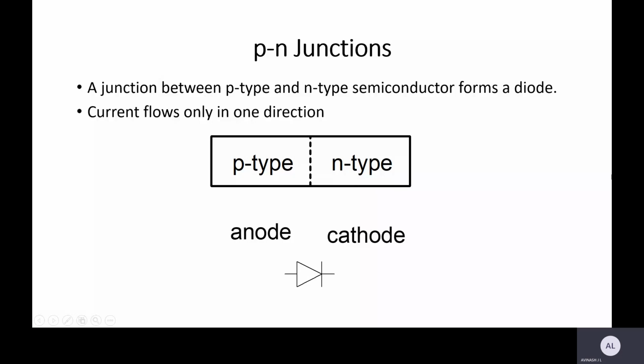The operation of the PN junction is very, very simple. When you connect the positive voltage to the P type and the negative voltage to the N type, the current will start flowing. It is forward biased. And when you reverse the terminals, it is called reverse biased, and the current will not flow.